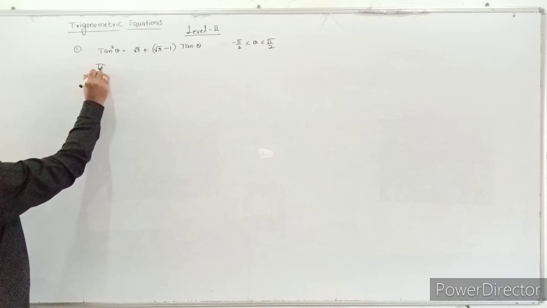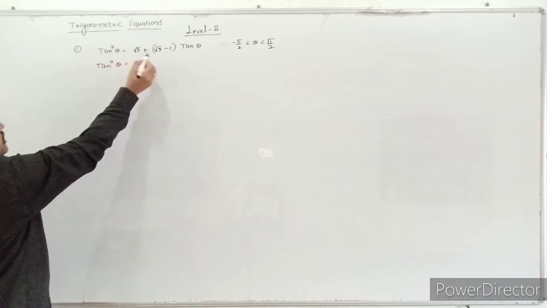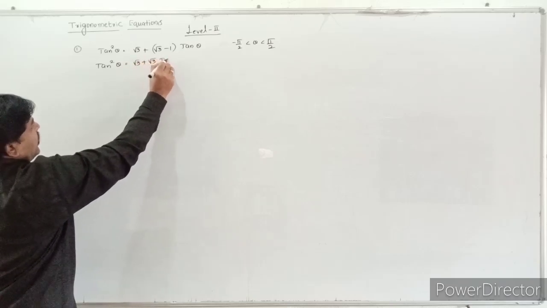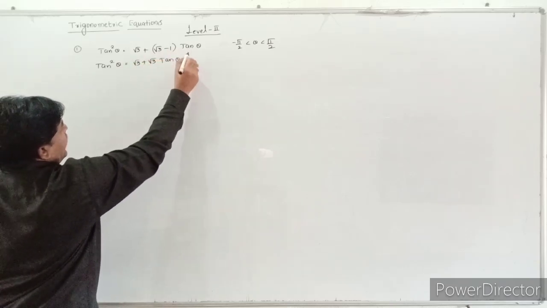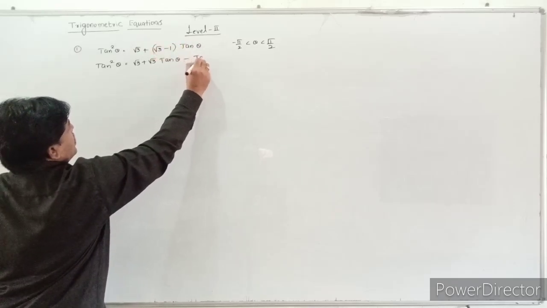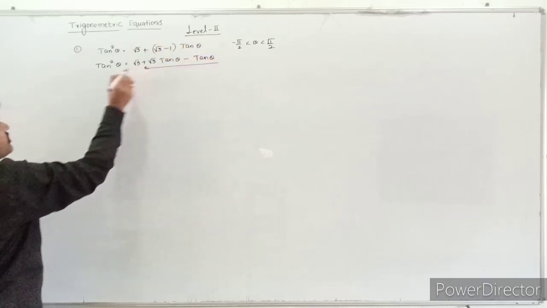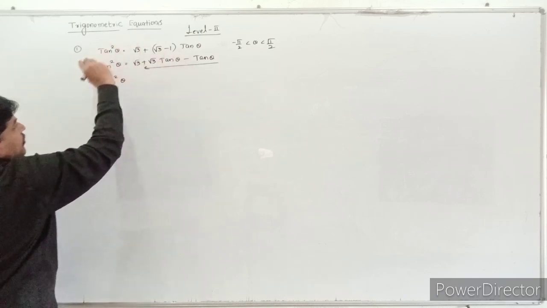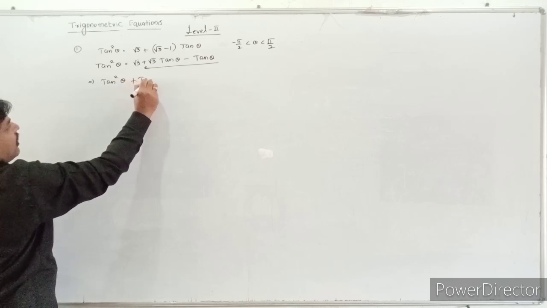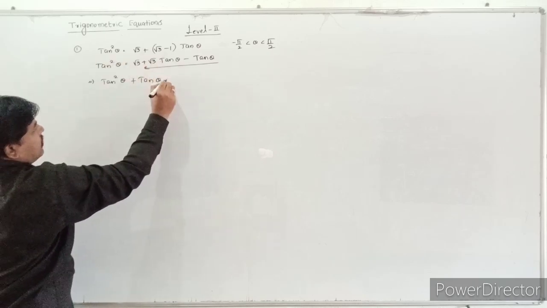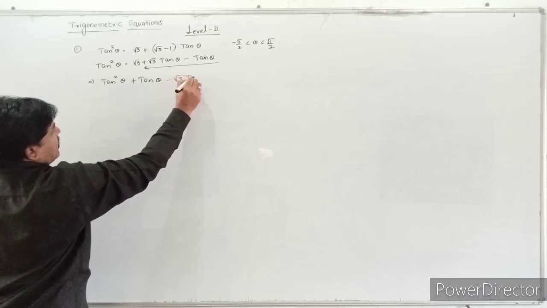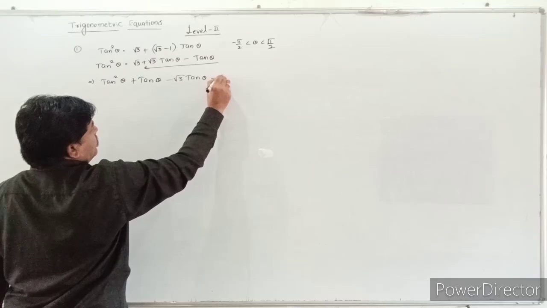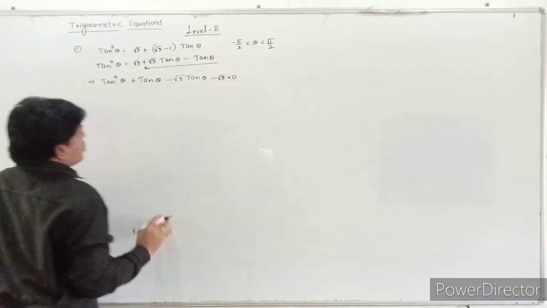So what I will do first: tan²θ = √3 + √3 tan θ − tan θ. Take all the terms to this side. What happens? Tan²θ, take the −tan θ to this side, it will become + tan θ. Root 3 tan θ, take that side, it will become − √3 tan θ. And take this root 3 to that side, it will become − √3 = 0.